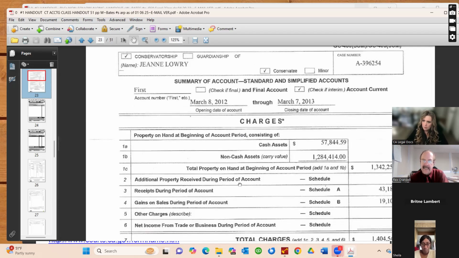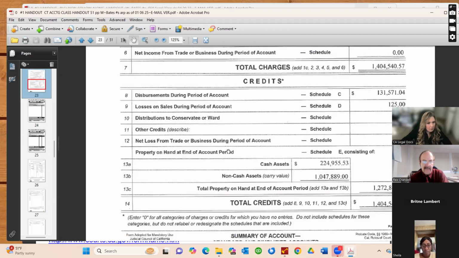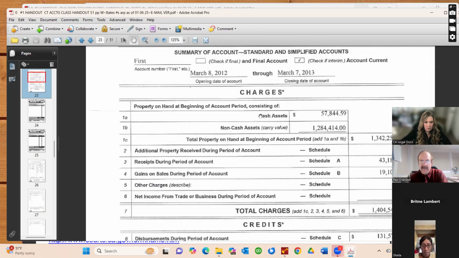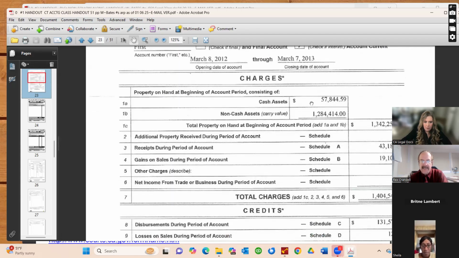Okay, go ahead, Rex. So what we just did is went into the details of line 1A. I'm back on page 21, and we've got a couple lines filled out already. The beginning cash, beginning non-cash, and they have a term there, carry value. Another definition of carry value could be considered burden. You're burdened from the court with the values of someone else's assets, so you're acting like a bank in a fiduciary capacity for someone else, hence the wording fiduciary accounting.